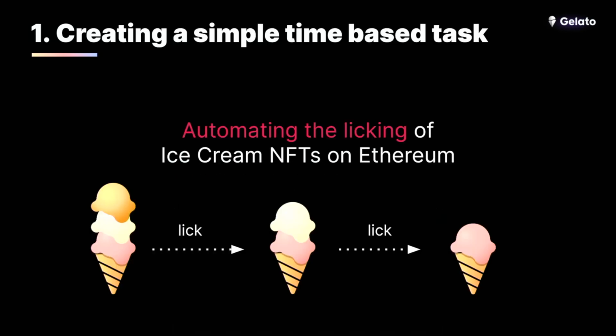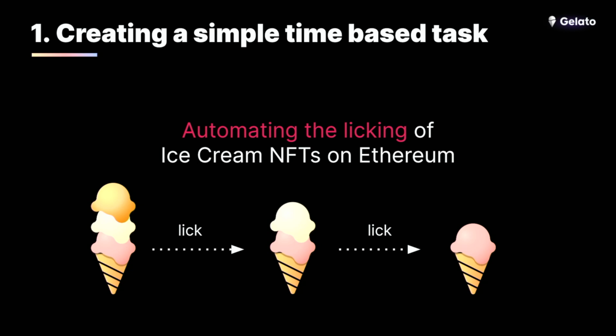So the first use case, which we will be talking about, is basically licking ice cream. And as imagined, you have an ice cream NFT. It has 3 scoops, and you can lick it. There's a function on this NFT smart contract which is called lick, and when you lick it, one of the ice cream scoops will disappear.